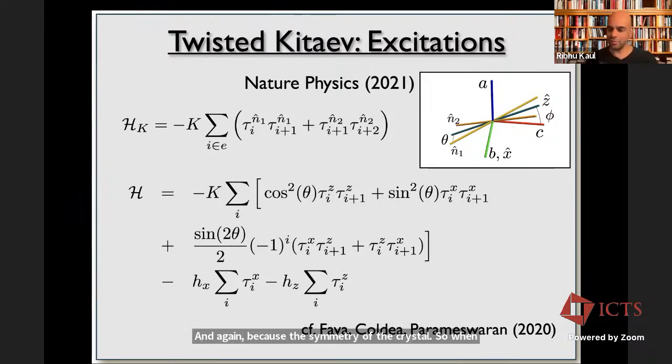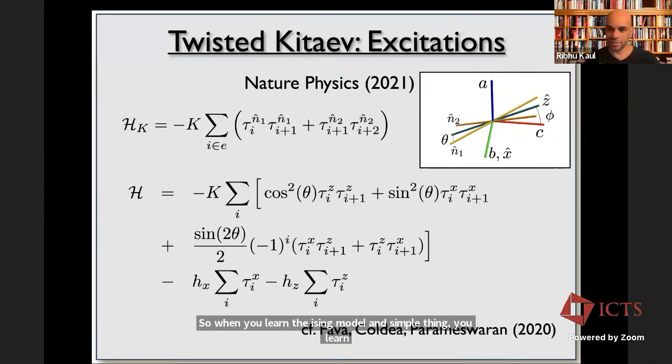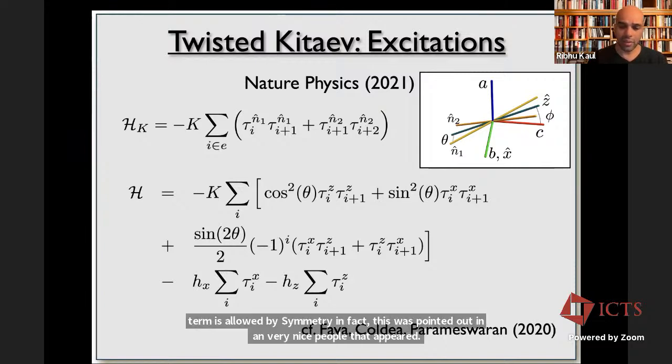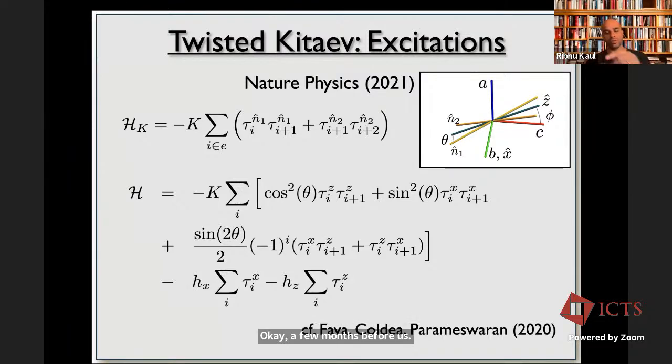So when you learn the Ising model in a simple setting, you learn that if you rotate around the x-axis by pi, that's the Z2 symmetry of the Ising model. Now, with spin orbit, in this real material, it's not enough to just rotate the spin. You have to also rotate space at the same time. And when you do that, even and odd bonds change. So this (-1) picks up an extra minus sign. And then when you rotate by pi along the x-axis, tau z also changes sign. And those two signs cancel. And so this term is allowed by symmetry. In fact, this was pointed out in a very nice paper that appeared a few months before us by Fava, Koldea, and Parameswaran, in fact for cobalt niobate, and they have a very nice analysis of the neutron scattering data.